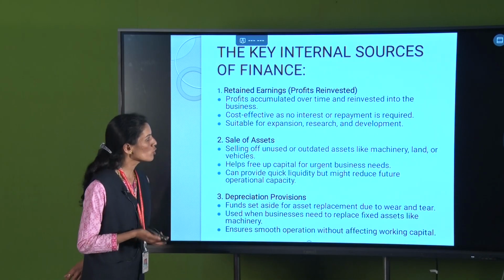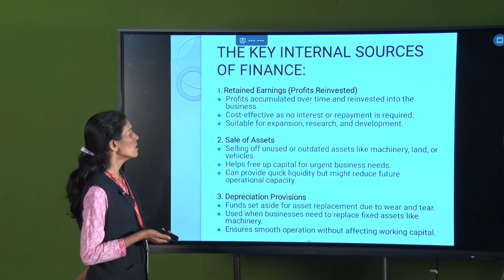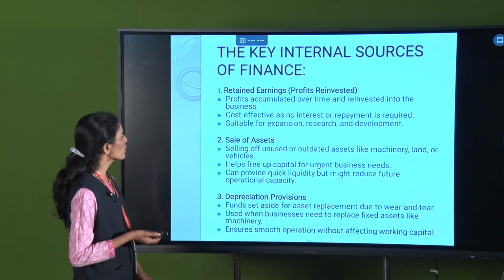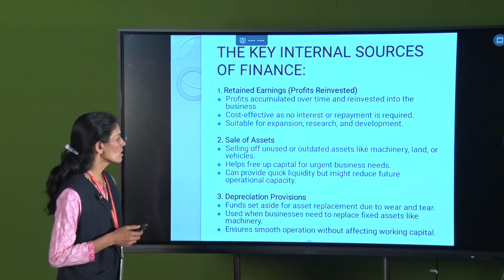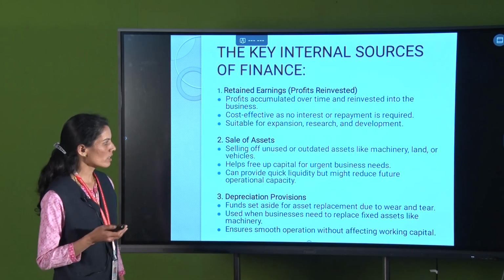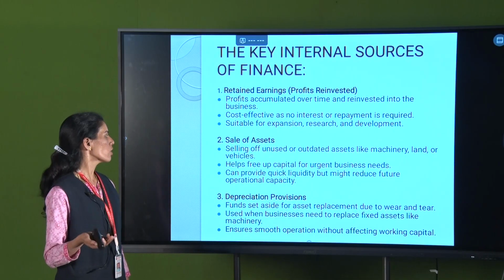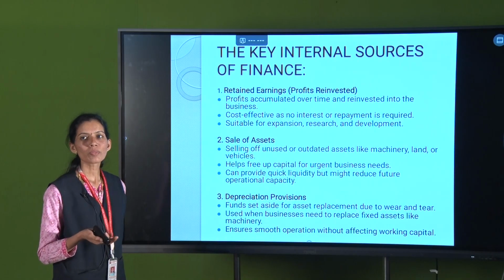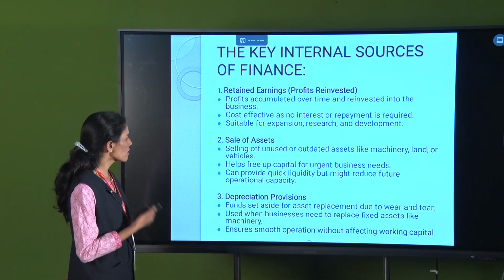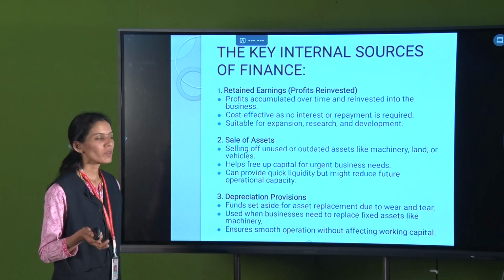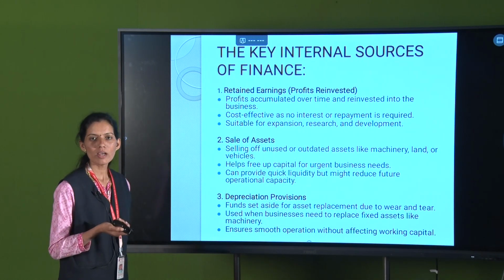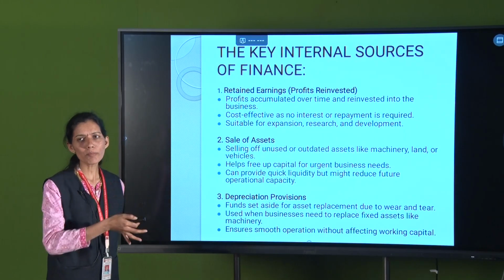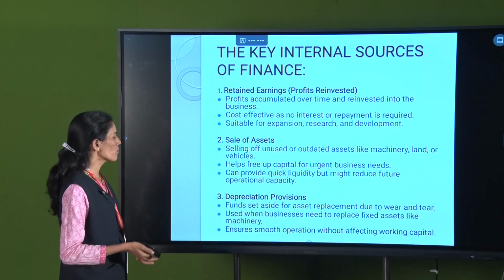Cost effective as no interest or repayment is required here, suitable for expansion and research and development activities. The second one is the sale of assets. Sale of unused or outdated assets like machinery, land or vehicles helps free up capital for urgent business needs. Sale of assets can provide quick liquidity, but it might reduce future operational capacity. Quick liquidity means that within a short period we have to generate cash from that asset.